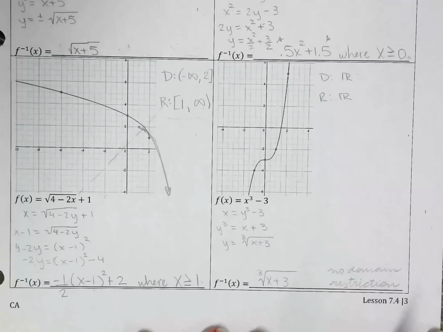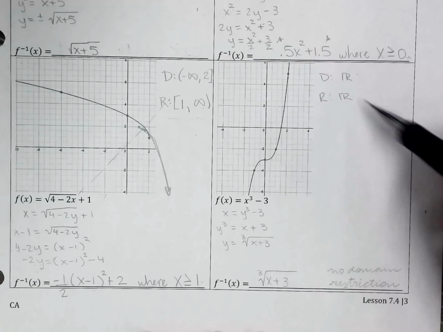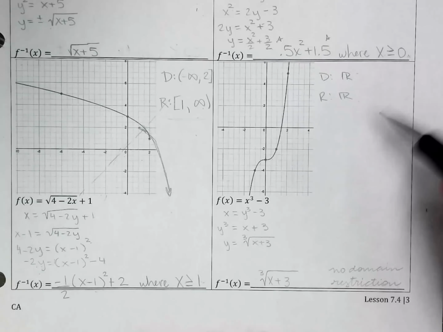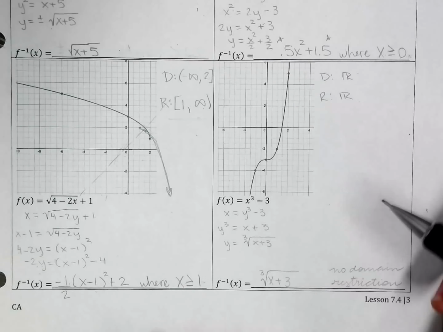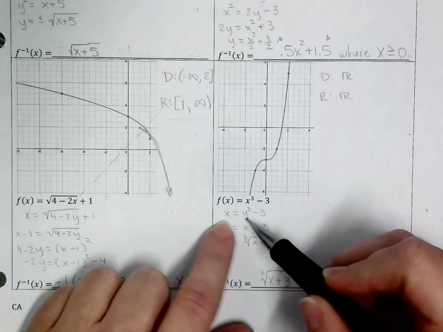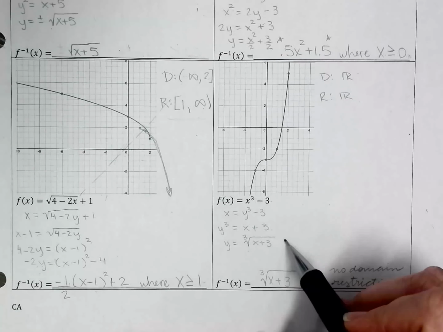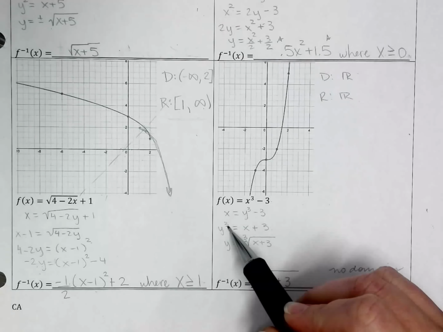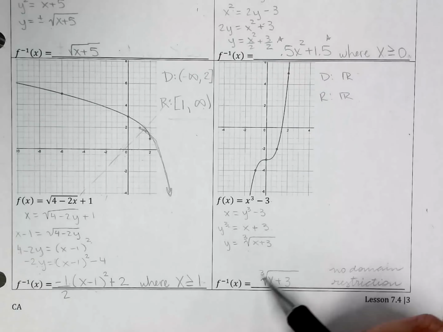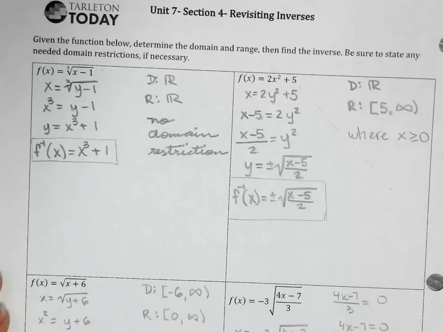Now, it's nice when I have a cubic function here because there's no domain restriction because the domain is all real numbers for both, so that's nice. This is my function. Again, I switch x and y, I add 3 to both sides, and then I cube root both sides to get rid of that cube right there. And there's no plus or minus, so it's just beautiful. Easy, no restriction. Booyah. Let's keep trucking.